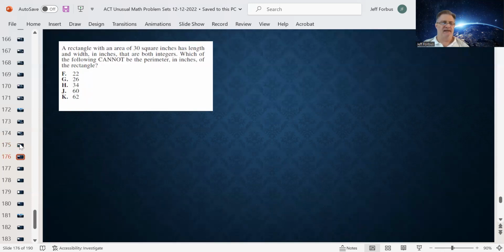Okay, so we have a rectangle with an area of 30 square inches, has length and width in inches that are both integers. So we're dealing with rectangles. Which of the following cannot be the perimeter in inches? So you know that the area, the first thing that you know is that the area is going to be 30 square inches.